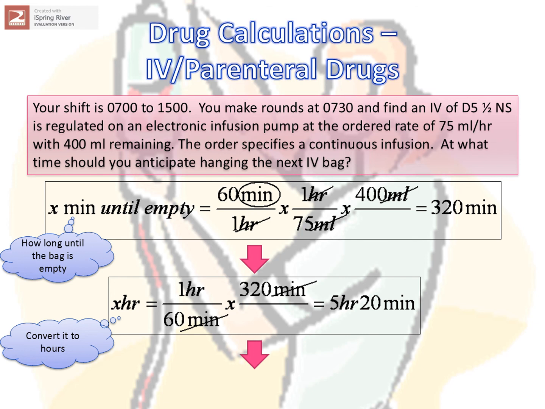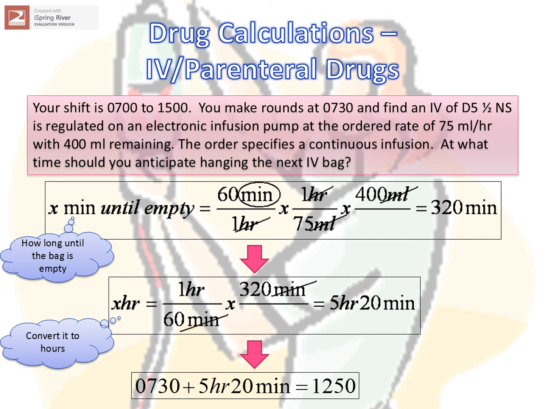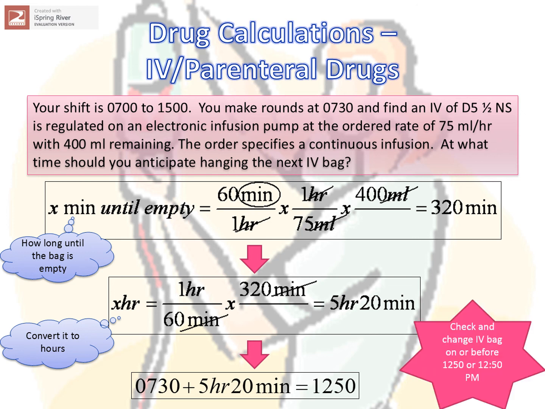Then you're going to have to figure out at what time is 5 hours and 20 minutes after 7:30 in the morning. So 07:30 plus 5 hours 20 minutes is going to give you 12:50. And so you should be checking and changing the IV bag on or before 12:50 or 12:50 p.m. Okay? That should give you an idea for what you need to do. And this is a good thing to do for when you've got your patient. Have an idea for when that IV bag's going to run out.